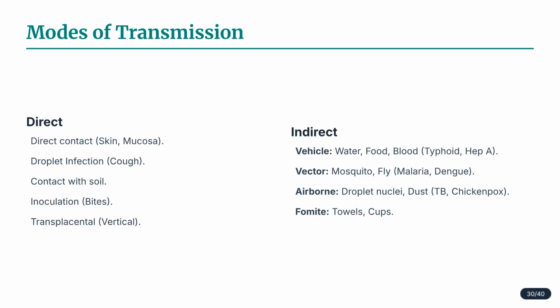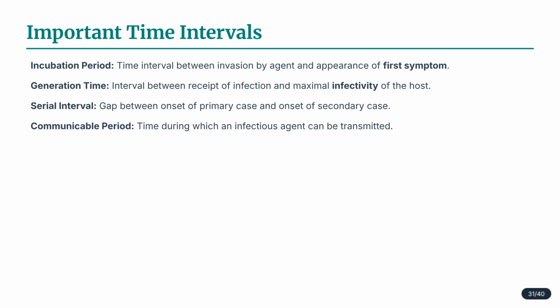Direct transmission involves contact, droplets, or transplacental routes. Indirect transmission uses vehicles like water, vectors like mosquitoes, or airborne particles. Important time intervals include the incubation period, the time from agent invasion to the first symptom. Generation time is the interval until maximal infectivity. Serial interval is the gap between the onset of the primary and secondary cases.